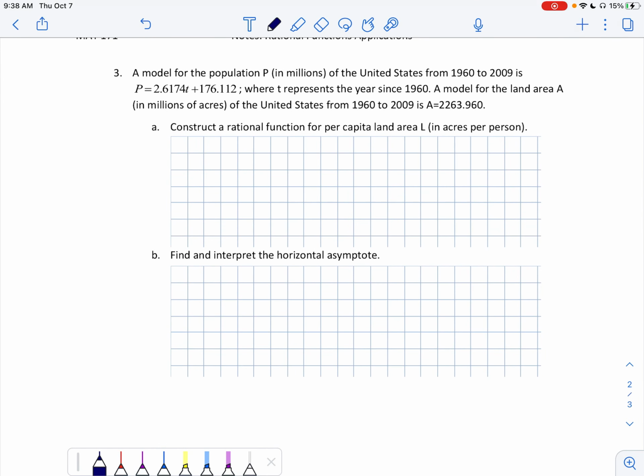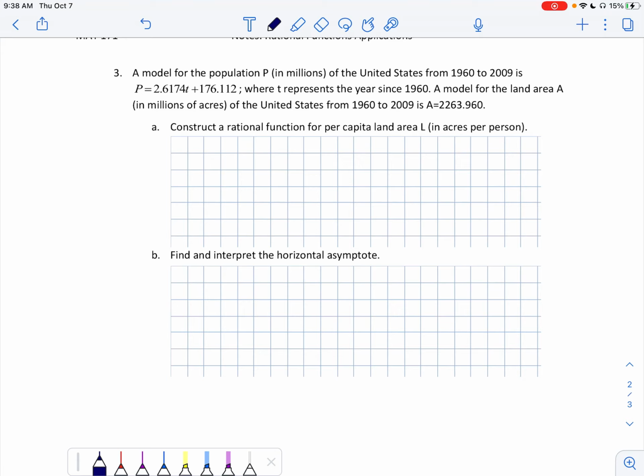Okay, so lastly, example 3. This time we are looking at the population in the United States. So it says a model of the population, P, in millions of the United States from 1960 to 2009 is given by this function. P is equal to 2.6174t plus 176.112, where t represents the year since 1960.